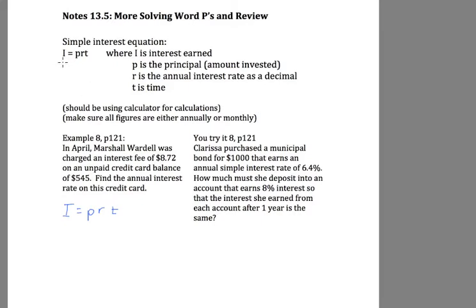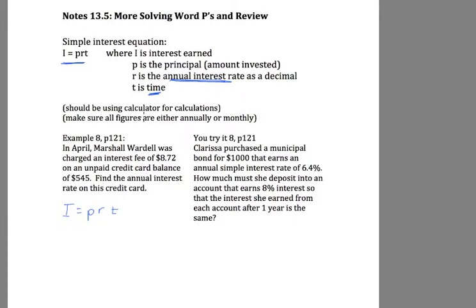Simple interest, I equals PRT. You have to be a little bit careful on this. You have to make sure that your R is an annual interest rate. And then if you're working with an annual interest rate, you have to make sure that your time is in years. All of our problems will be set up for us like this, but you would have to check this if you are doing an actual problem with it.